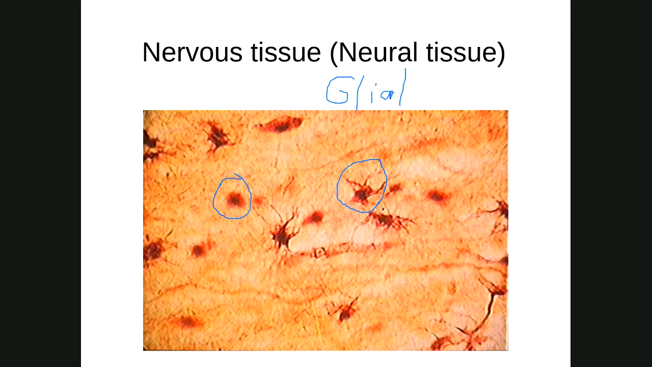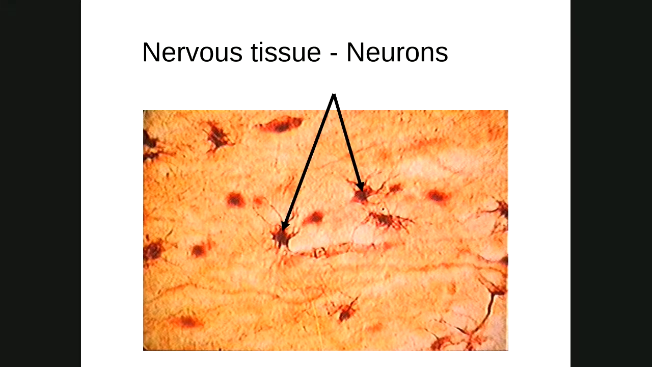Glial, G-L-I-A-L. Okay, and there are your neurons. So you can see these little spiky structures coming off. Those are the dendrites. Those are just these processes to help receive and transmit information.